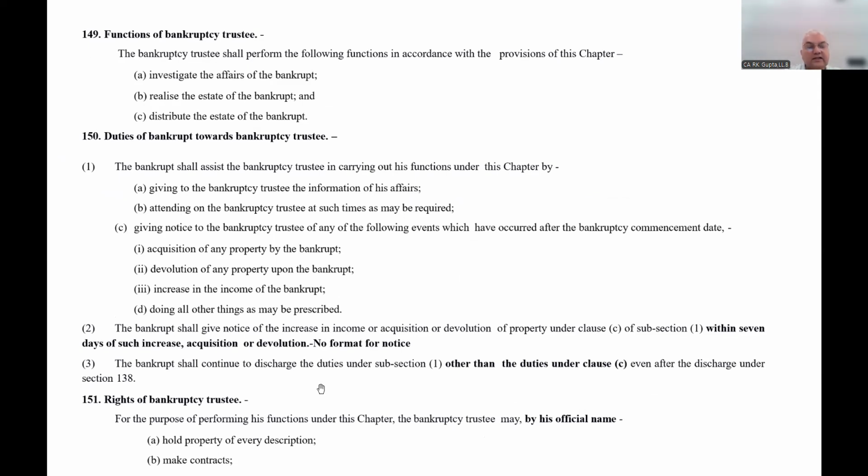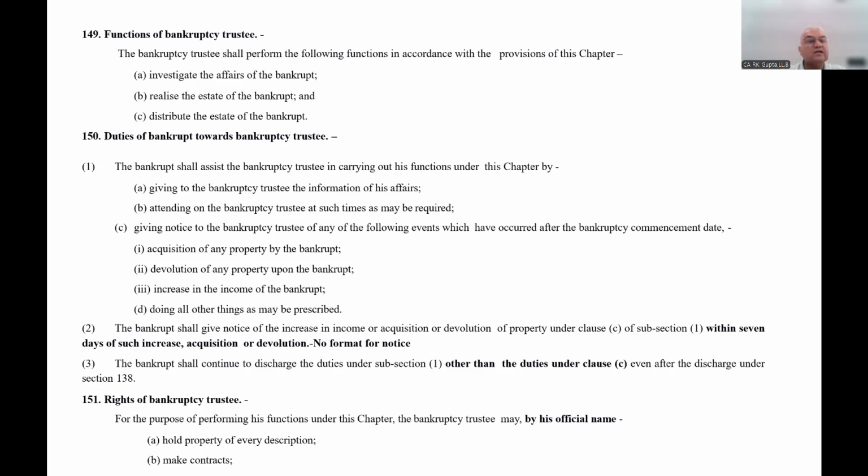And the bankrupt shall continue to discharge the duties under subsection 1 other than the duties under clause C even after the discharge order under section 138. So it says, other than the duties under clause C. What are the duties under clause C? The duties under clause C are to give notice of acquisition, devolution, increase, etc. So this portion he need not after the discharge order. But other than this, other than the duties under clause C, which talks of acquisition, devolution or increase, he has to give other information. Okay.